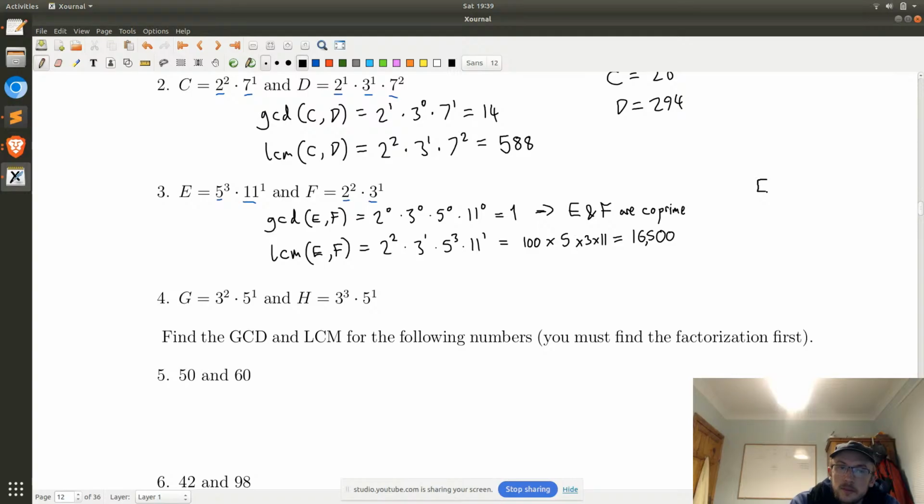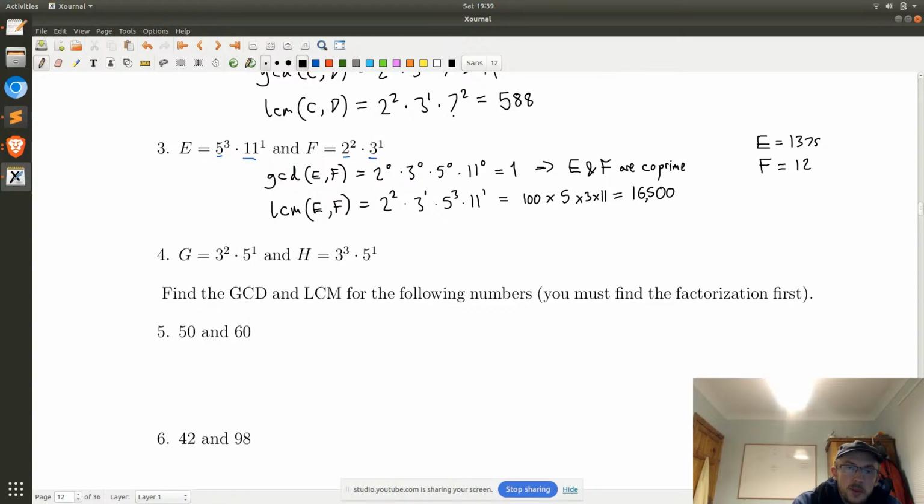Of course, possibly for completeness' sake, I just really want to know what these numbers actually are. So F is, of course, 12. And E is 125 times 11, which is 1375. So it looks right. Okay, and lastly here, we have to compute the GCD of G and H, and then their LCM.